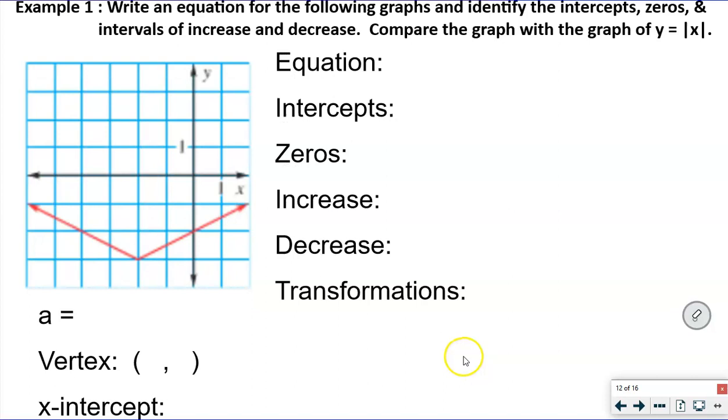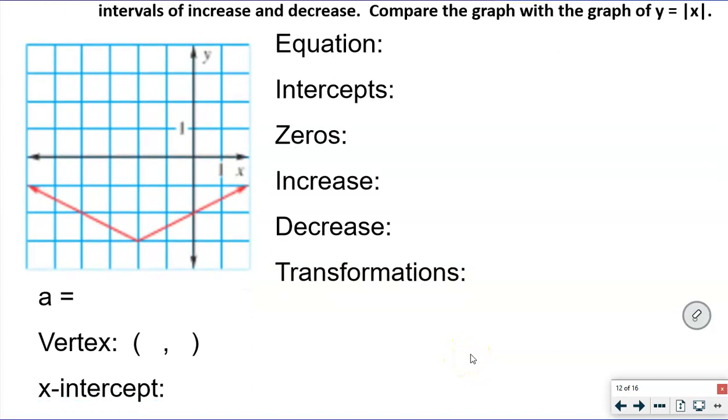So the first thing we're going to do is look at this graph, and we're going to pull our vertex from this graph, okay? So I'm going to go down here, and I'm going to put where the vertex is. It's right there. So that point is -2, and then we're going down 1, 2, 3. So that's -3. So that's our vertex.